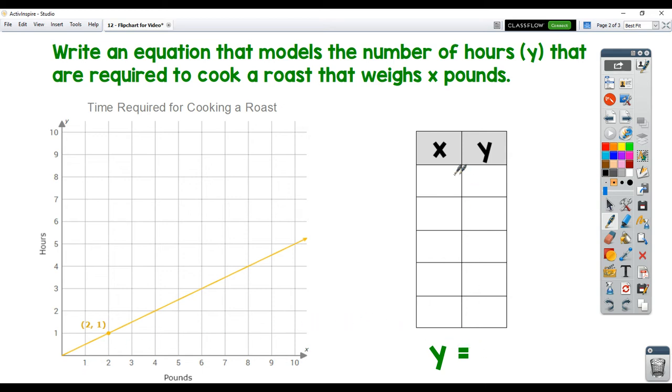Again, what's our middle step? Can we jump right to the equation? No, we need to fill out a table first. So I have pounds. How much does this roast weigh? And how long should it be cooked?